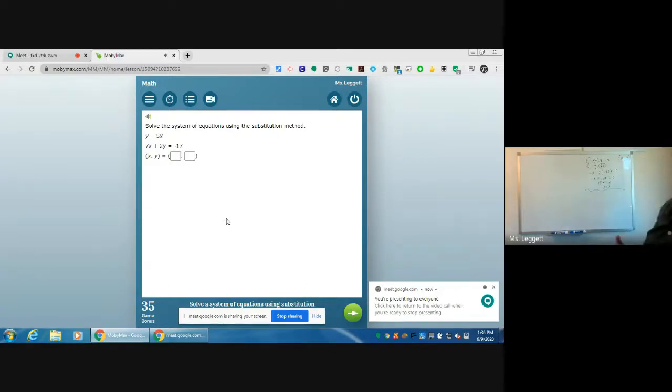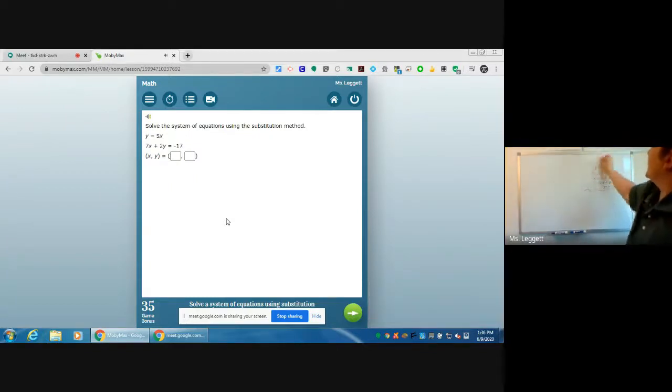Now, this is actually the same thing, but they put the one that they typically put at the bottom on the top. All right, don't let that throw you off. It's still the same procedure. Okay, y equals 5x. If it bothers you, you could always rewrite them and put y equals 5x at the bottom. That's not an issue. 7x plus 2y equals negative 17. Okay, I'm ready.